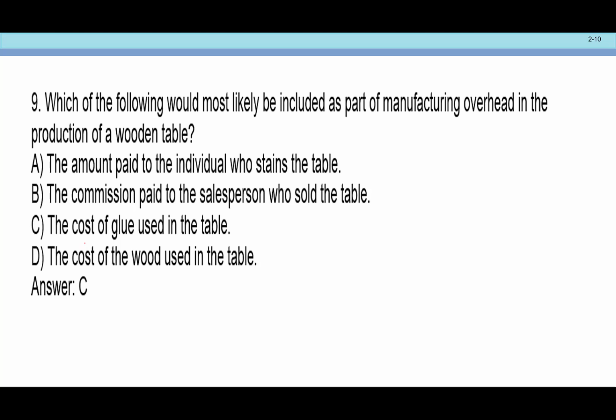Okay, all right, so how about the amount paid to the individual who stains the table? That's going to be direct because that individual just tracked the time they spent to stain it, right? Easy enough. How about the commission paid? That's direct, right? It's also selling, right? It's selling, so you're right, it's not a product cost in manufacturing overhead. It is a direct cost, and our manufacturing overhead is indirect.